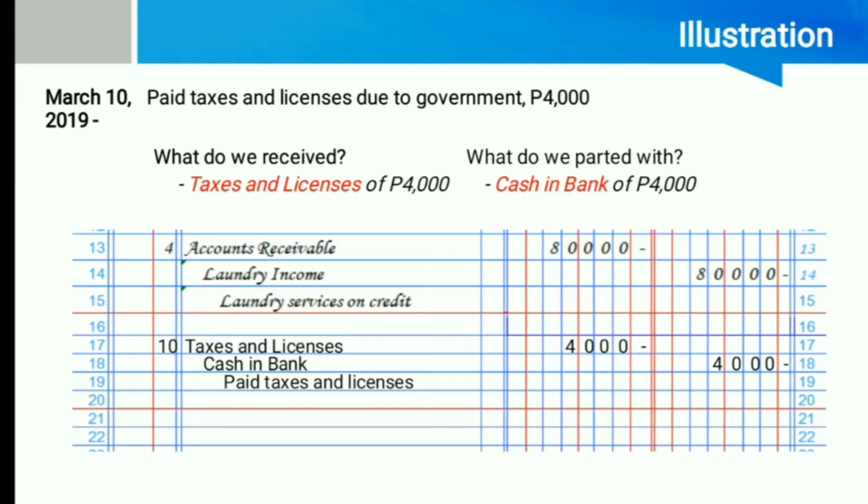And make sure to make indentions. So indent your credit entry from your debit entry. That's why cash in bank is indented from the debit entry of taxes and licenses. And then the explanation is indented from the credit entry of cash in bank.